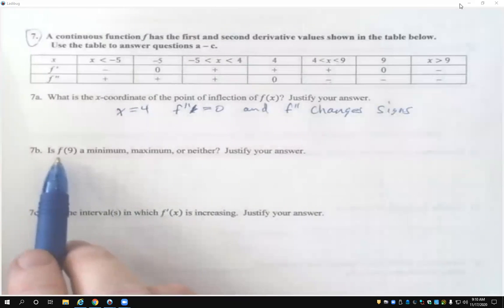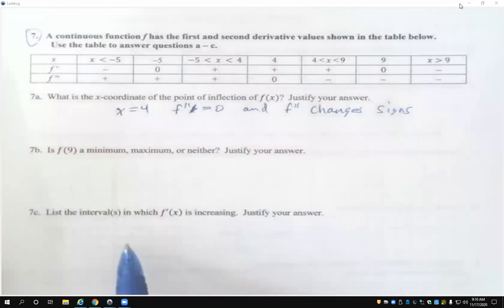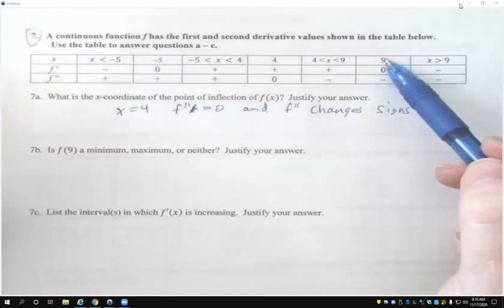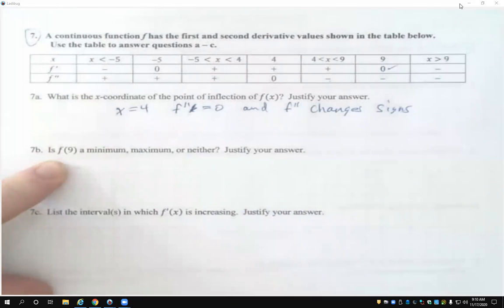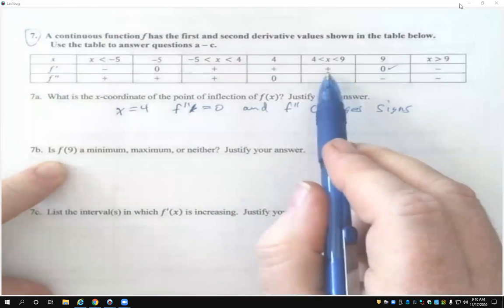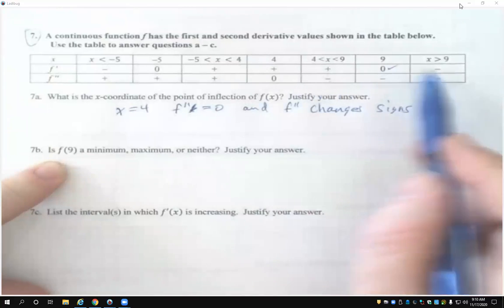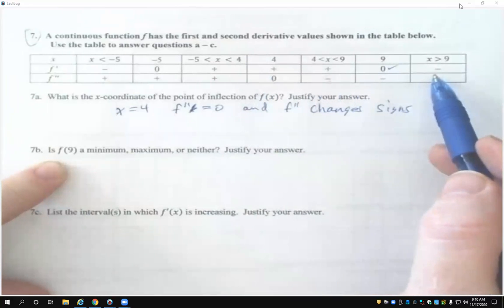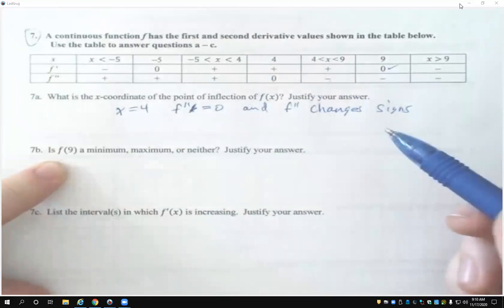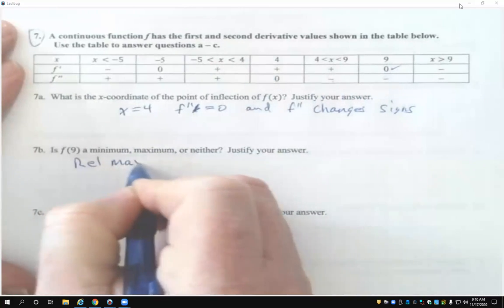All right, 7b, is f of 9 a min, a max, or neither? Justify. Mins and maxes come from f prime. So I'm going to go find 9. First, f prime of 9 must be 0. It is. And we must change signs. We do. On the left side we're positive, and on the right side we're negative. So we're changing from positive to negative, or increasing to decreasing. So we're going to have a relative max there.